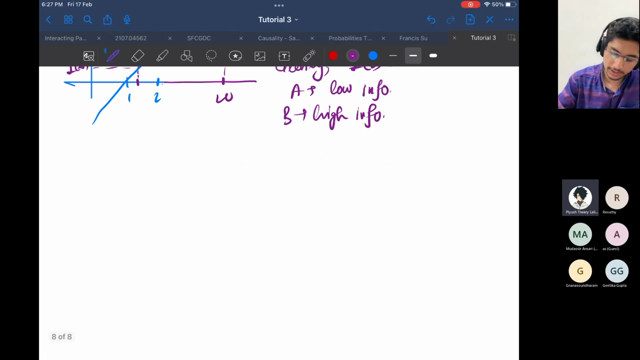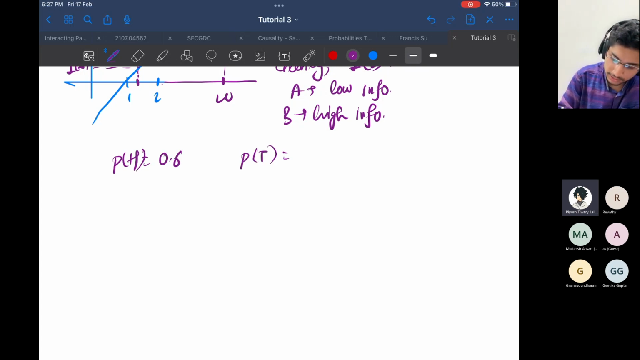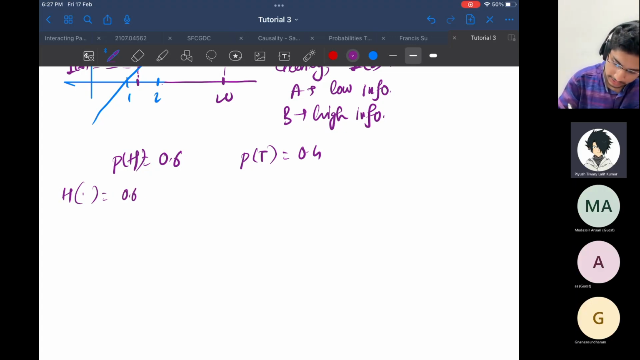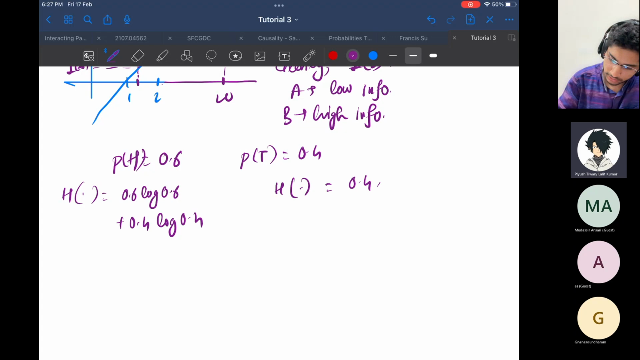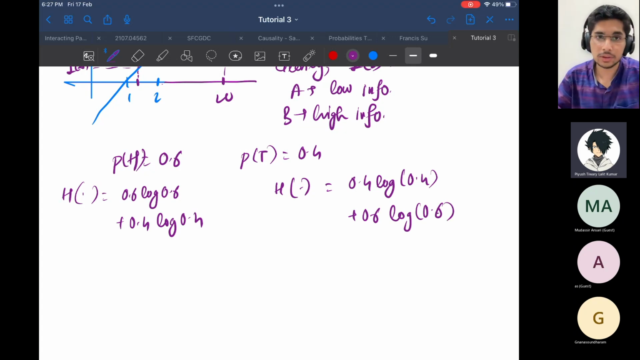Let me tell you why. Let me calculate. Let's say the probability of heads for an event is 0.6, and the probability of tails is 0.4. Let me calculate the entropy of this. You must have calculated it something like this: 0.6 log 0.6 plus 0.4 log 0.4. Is that correct? And here it will be 0.4 log 0.4 plus 0.6 log 0.6. Is that correct?